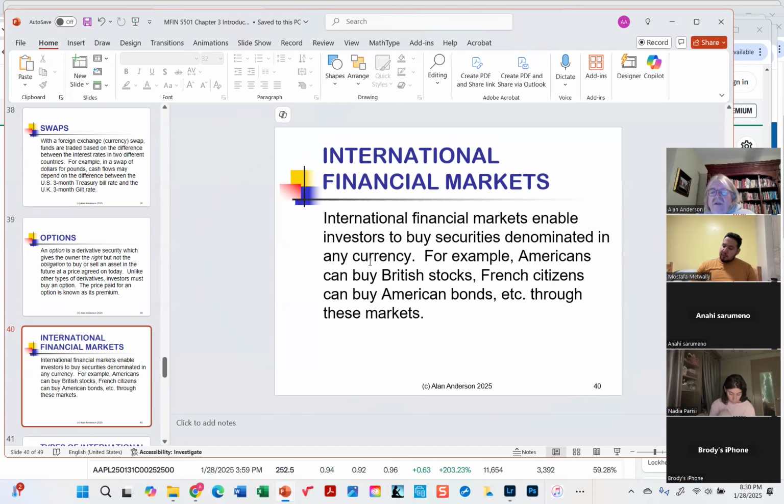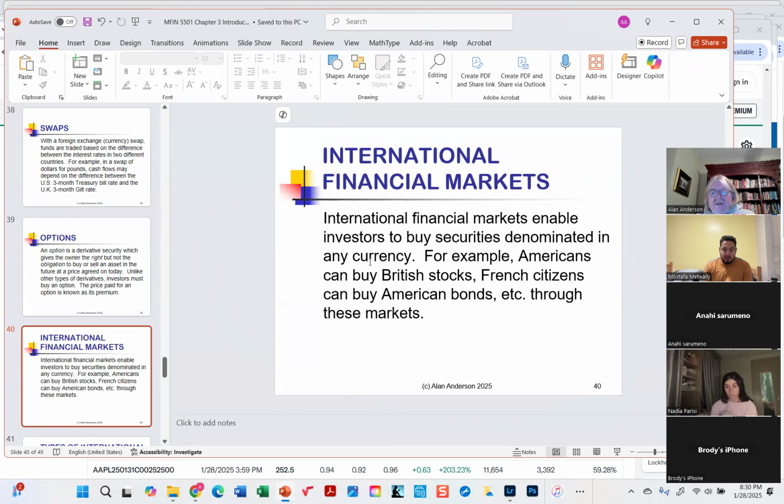But it turns out we can buy financial securities that are denominated in other currencies. I can buy, for example, as an American, I can buy British stocks. French citizens can buy American bonds through these markets. Now, the good thing about these is it gives me more flexibility, but the bad thing is that I'm suddenly exposed to foreign exchange risk. Okay, so if I buy a British stock, it's denominated in pounds and its value can fluctuate against the dollar. And I could end up losing money even if the stock itself does very well.